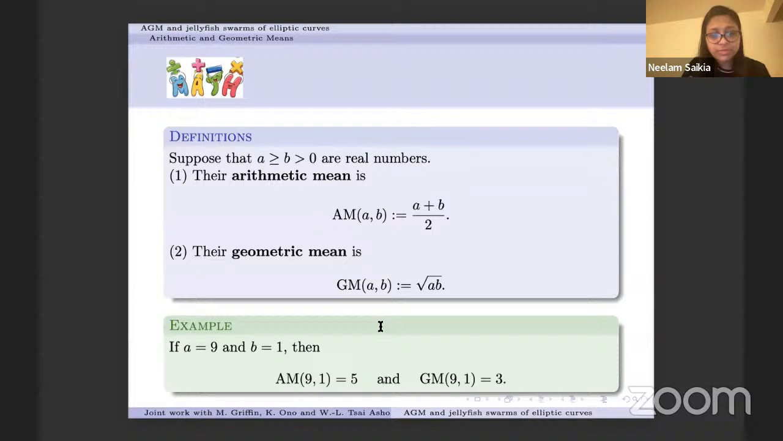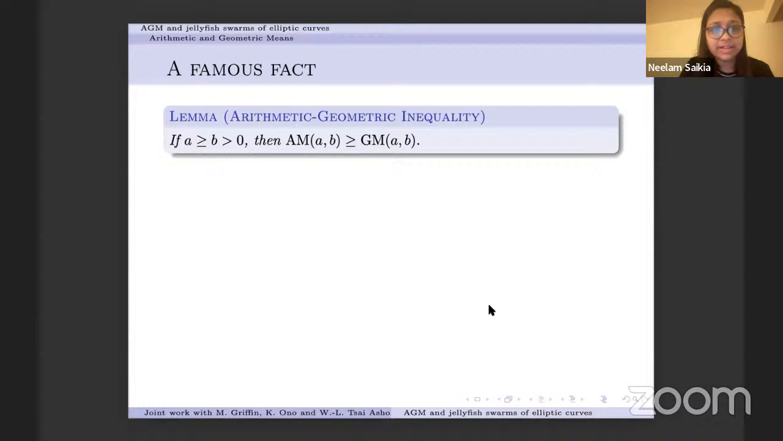From this example, we can see that the arithmetic mean is greater than or equal to the geometric mean. Indeed, we have this inequality. I think we all know since our school days that if A and B are positive real numbers, then the arithmetic mean is as large as their geometric mean. And we know how to prove this, but today we'll prove this by using some pictures.